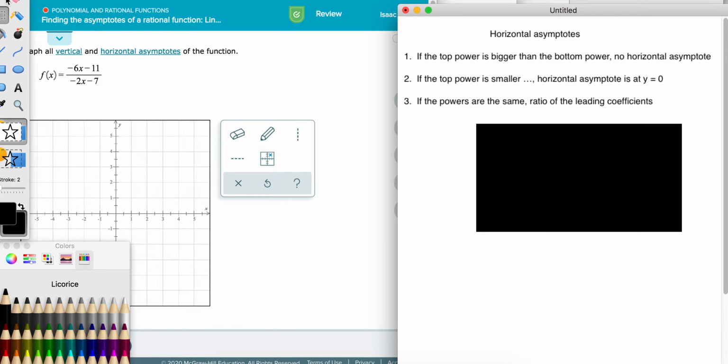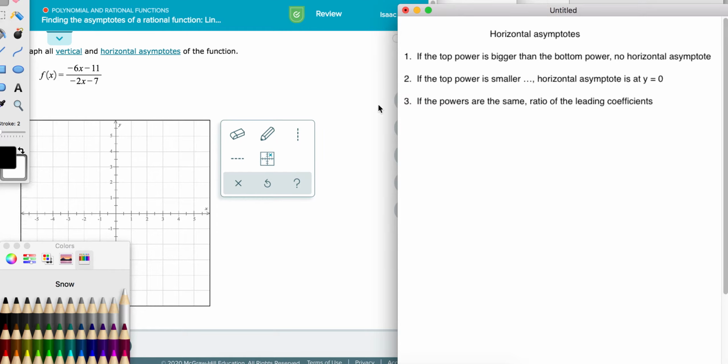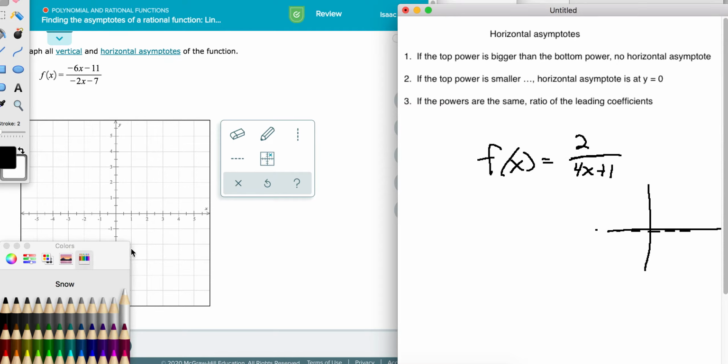Oh, it's doing this thing again. There we go. Okay. So if the power is smaller in the top, like in this function, then the horizontal asymptote is going to be the equation y equals 0. This horizontal line right on top of the x-axis. It's going to get infinitely close but never touch it. It might look like this. Gets infinitely close to the x-axis but never crosses it as you go to infinity.